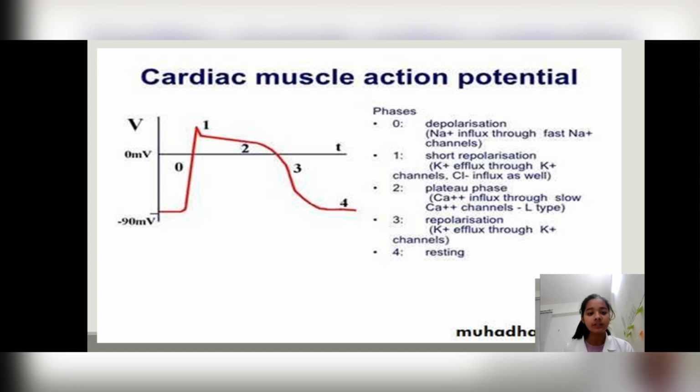Here we can see the third and fourth phase. In the third phase, our calcium channels are closed and potassium channels are open, so rapid repolarization is seen. And in phase 4, we can see a flat slope, which is at minus 90 millivolt potential. So now the next topic of slow action potential will be covered by Kamini.